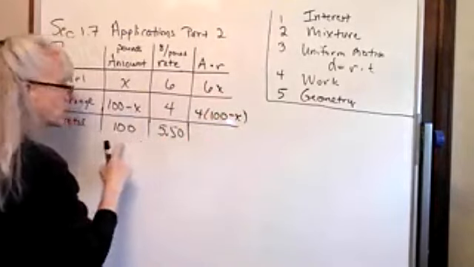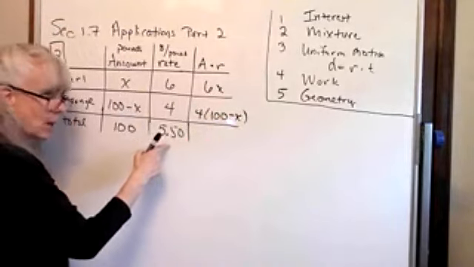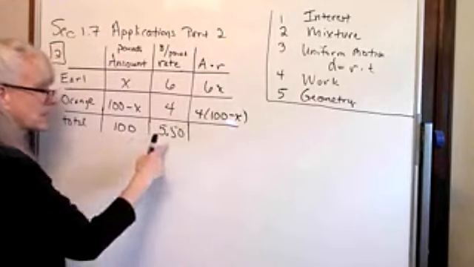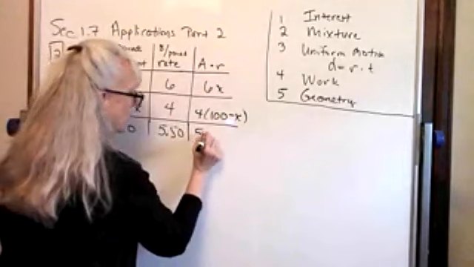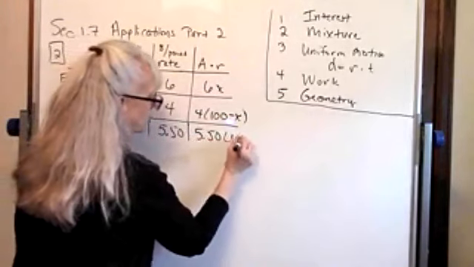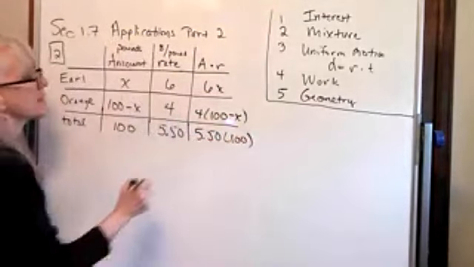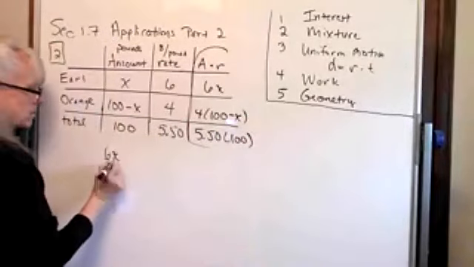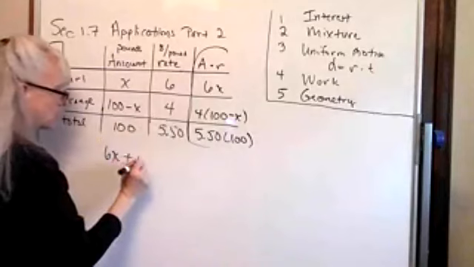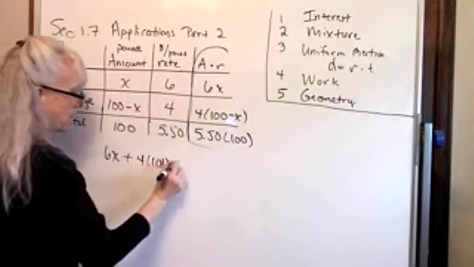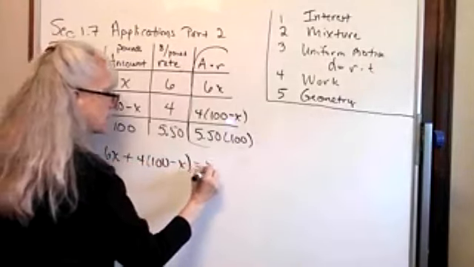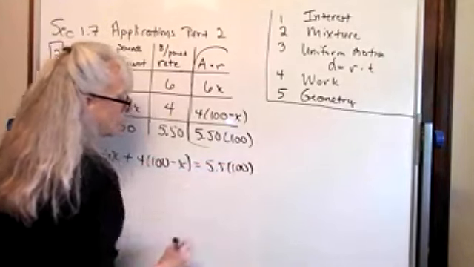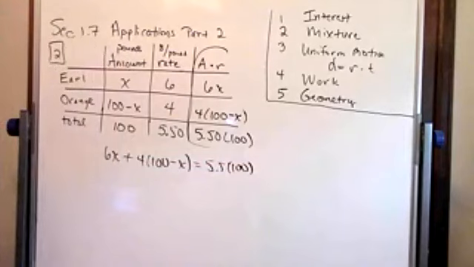And then down here, we didn't do this last time because we didn't have a rate in that middle column. We had a total already. This time we're going to have to get the total. So we're going to do 5.5 times 100. We're going to write the equation doing the same thing using this last column. So we have 6X, that's our first mixture, plus our second one, which is 4 times 100 minus X. And that's going to be equal to 5.5 times 100. And there's our equation. Now we can go solve it.